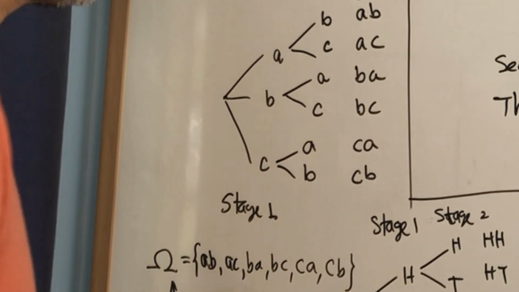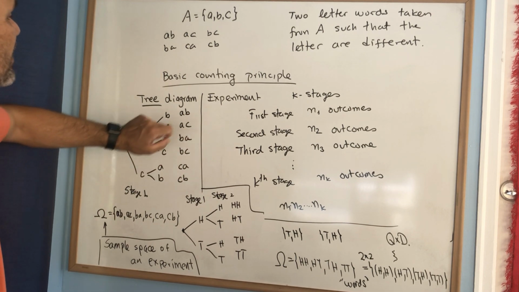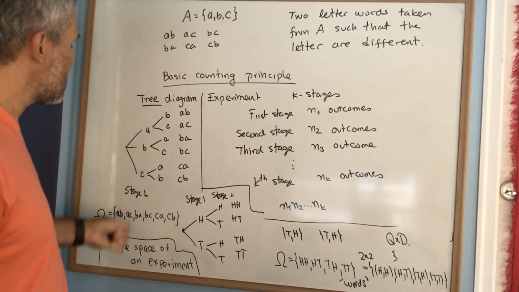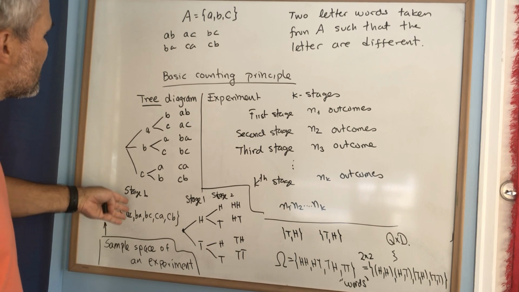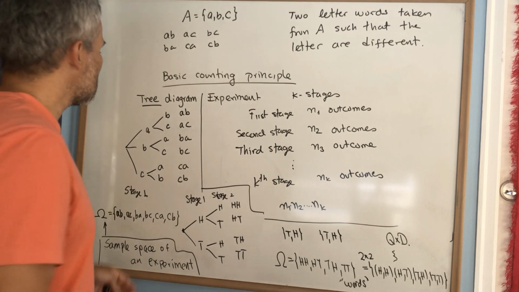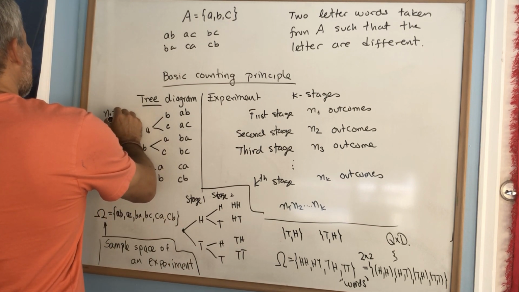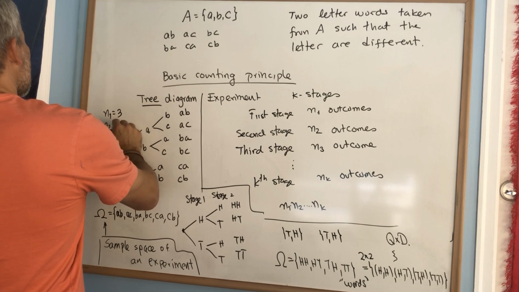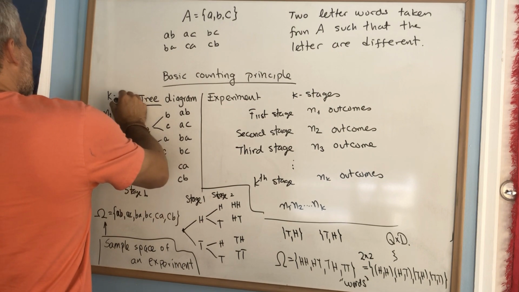This is a sample space, and this is an example in which the experiment can be modeled by stages. The first stage has 3 possibilities, and the second stage has 2 possibilities. In this example, N1 is 3, N2 is 2, and K, which is the number of stages, is 2.